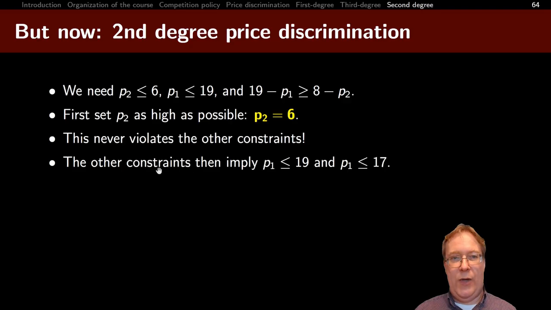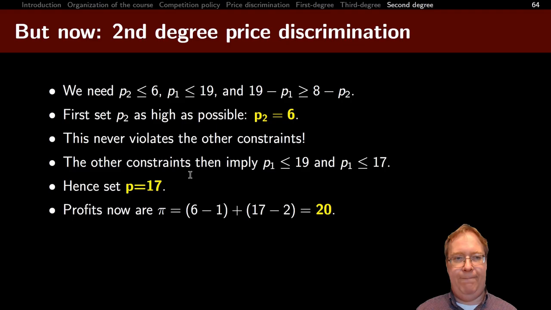So then the other constraints simplify to P1 smaller than 19. That was this one. And if I plug in a price P2 equal to 6 here, and I rewrite it a little bit, I get P1 smaller than or equal to 17. Okay, so P1 has to satisfy these two constraints. So obviously, I want to set it as high as possible such that both are satisfied. So I have to set P1 equal to 17.